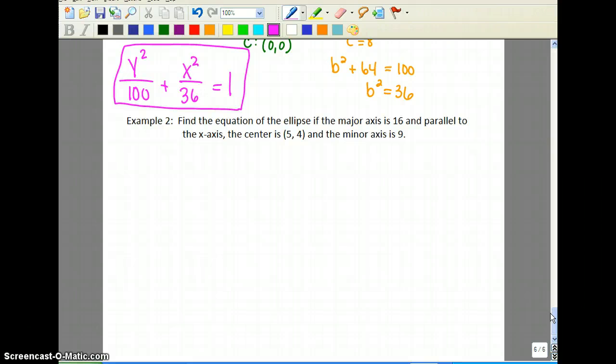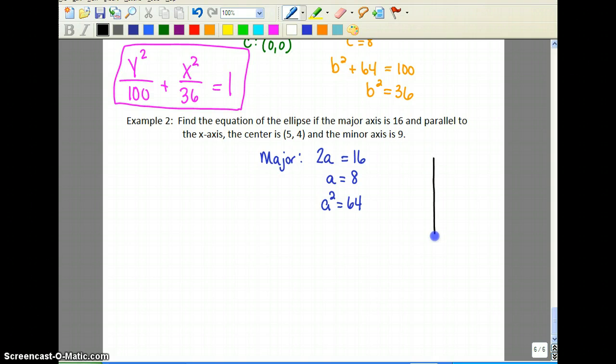Find the equation of the ellipse if the major axis is 16. Well, we should remember that we find the major axis by doing 2a. So if 2a equals 16, then we know a is equal to 8, so a squared is equal to 64. We need that as part of our answer. It also tells you that this major axis is parallel to the x-axis.